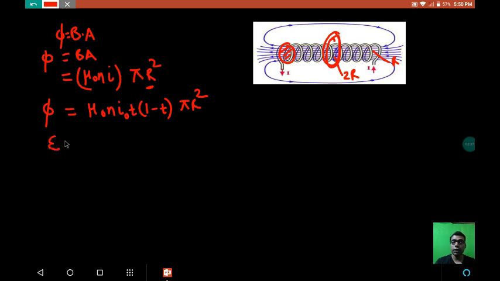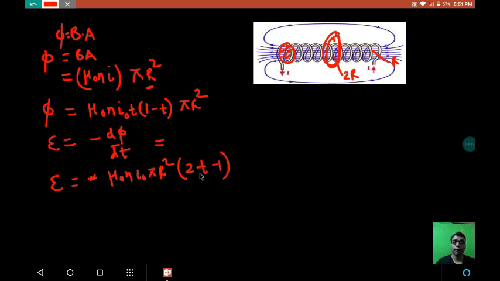Now what is the EMF? EMF equals minus d phi by dt. This is the equation we use, and we get the EMF as mu naught n I naught pi r square times 2t minus 1. Here we differentiate the flux and we get this expression.